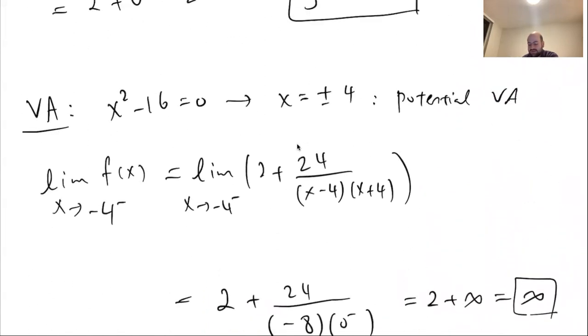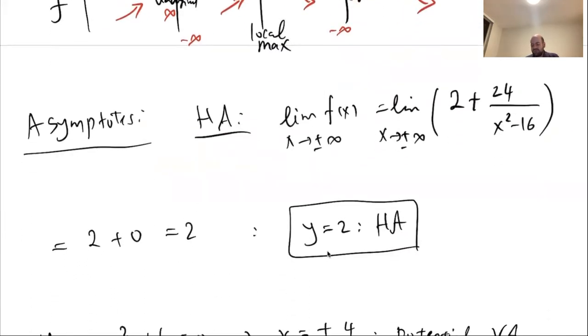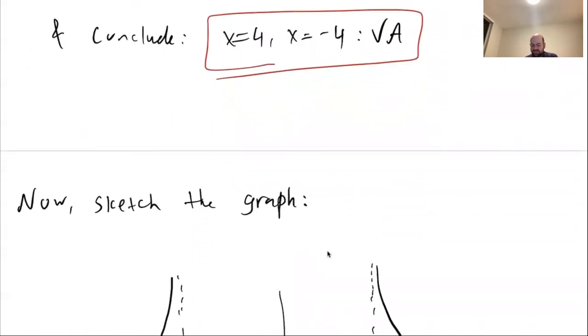So I summarize these limits in the sign chart here. See, at -4 minus, which means a little bit less than -4, we just confirmed that the limit is infinity. A similar calculation shows that at -4 plus, a little bit after -4, the limit is minus infinity. And for 4, a little bit before, the left limit is minus infinity, and a little bit after, the right limit is infinity. So now that we have done all these steps, we are ready to sketch the graph.